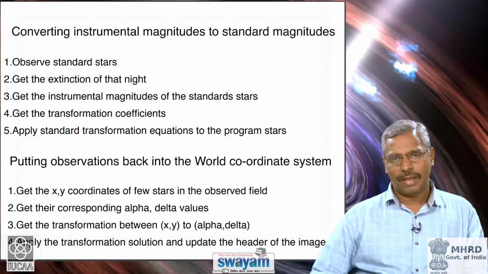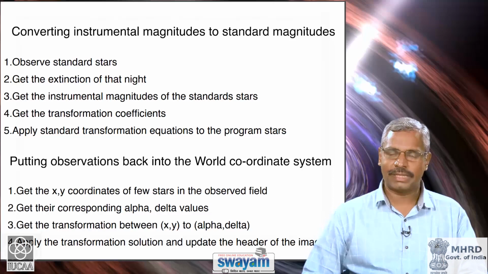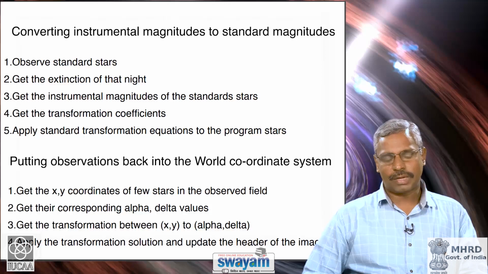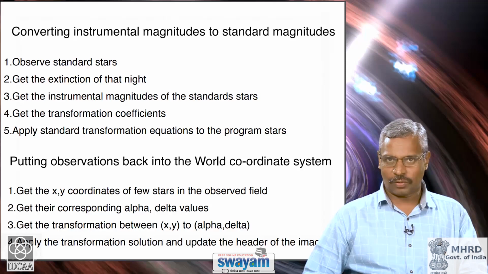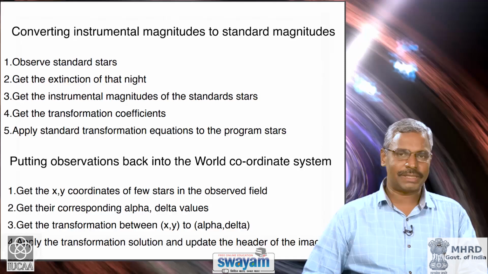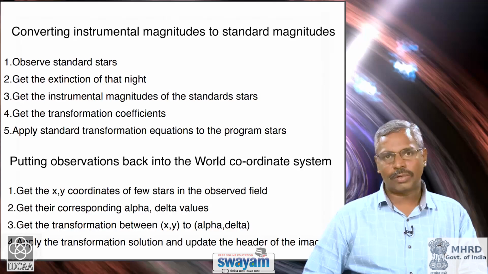Once this is done, we have to put our images, which are normally recorded in the xy coordinate system, into the standard world coordinate system. In astronomy, it is the right ascension and declination system. For this, we select some stars on the observed frame where the x and y positions are known. For those same stars, the world coordinate information is also known. So, transformations are derived between the x and y coordinate system and the alpha-delta coordinate system, and once this transformation is established using known stars, it is applied to all the stars in the observed image frame.